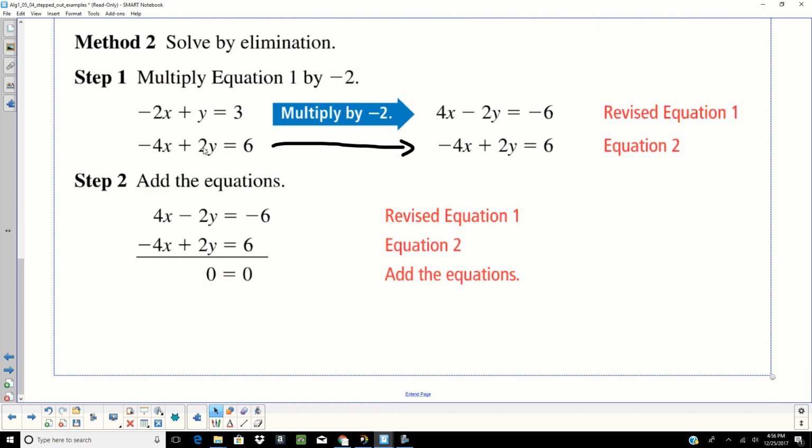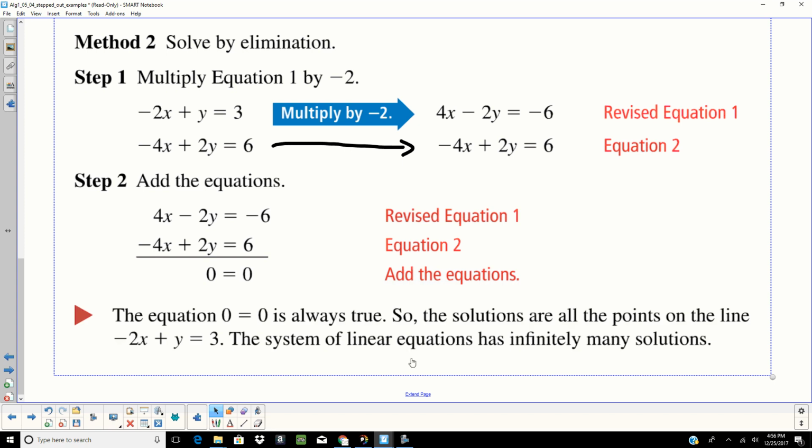My y's cancel. My x's cancel. And my 6's cancel. So you end up with 0 equals 0. Well, that is true. 0 does equal 0. That's always going to be true. So since I ended up with a true statement, it's going to be infinitely many solutions.